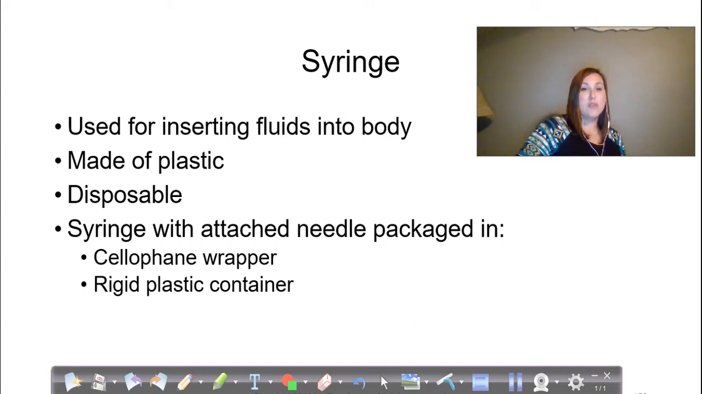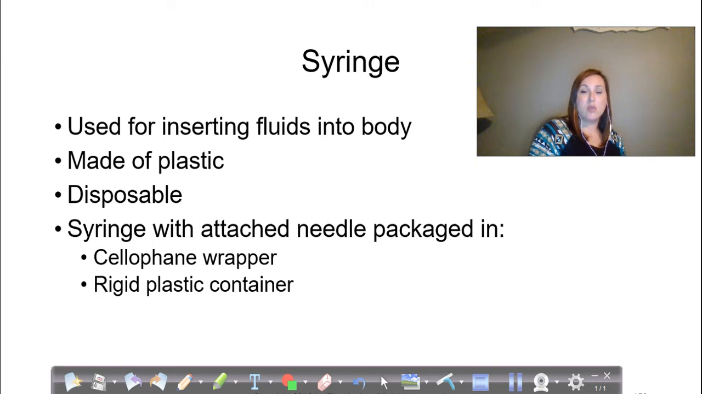A syringe is what we use to insert fluids into the body. It's made of plastic and it's disposable. And the syringe has a needle attached in the packaging. So sometimes that's true, sometimes it's not. But the syringe is usually in some type of cellophane wrapper. So it's like we talked about when you're sterilizing your instruments in the autoclave, it's that paper type material on one side and then the cellophane plastic on the other.